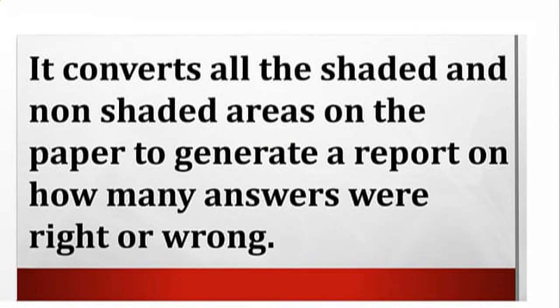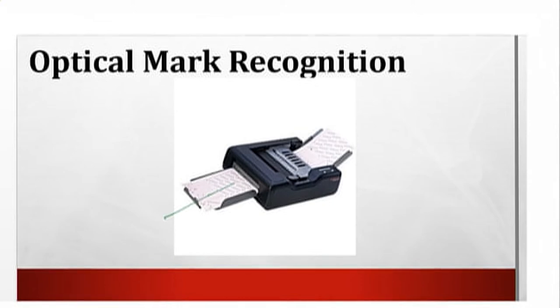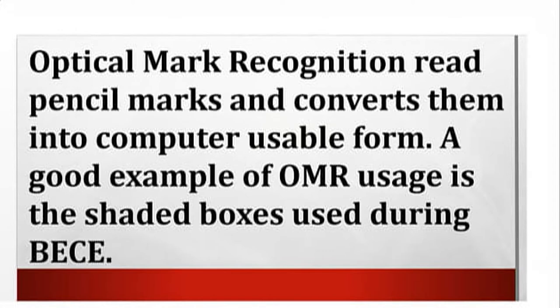A good example is the shading boxes used during BEC. It will convert all the shaded and non-shaded areas and generate a report for you to know which ones are right and which ones are wrong. So the OMR will scan quickly through the shaded and unshaded boxes in this image, and it will be displayed on the screen, converted into a computer usable form, or a digital image.